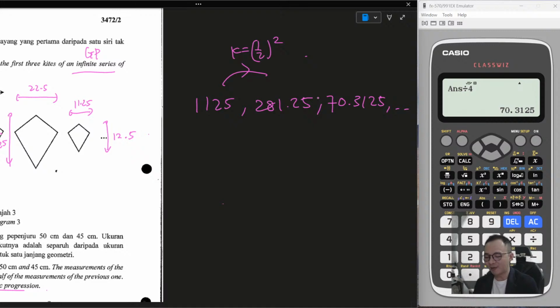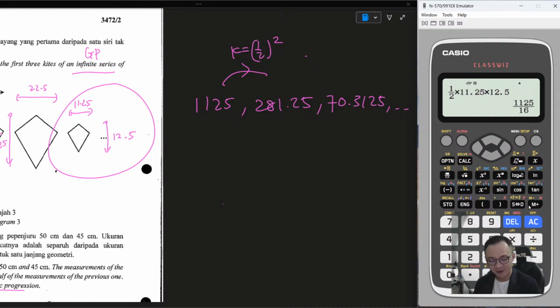And how do I know I'm correct? I can always multiply like this. 1 over 2, if I multiply 1125, if I multiply 12.5, you realize I literally get the same answer, isn't it?